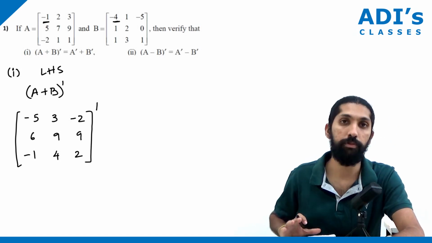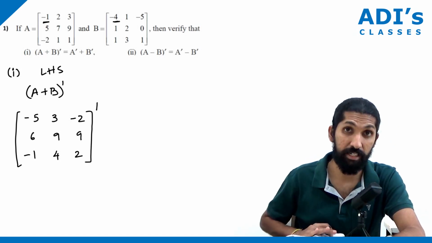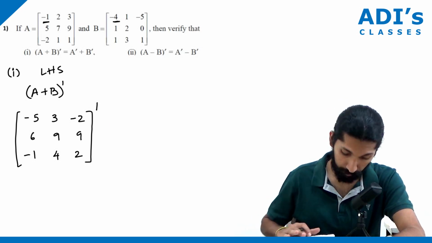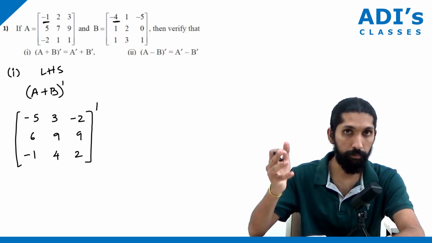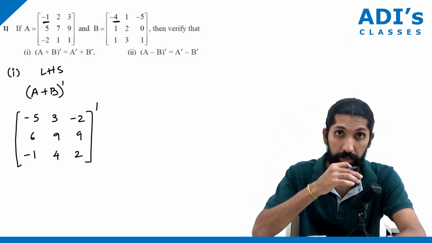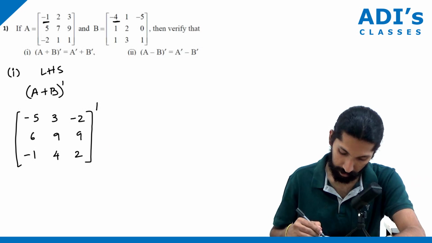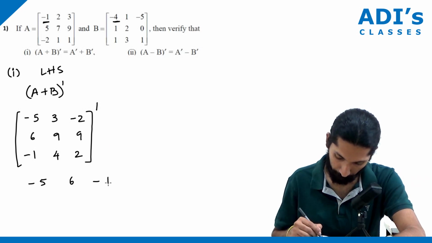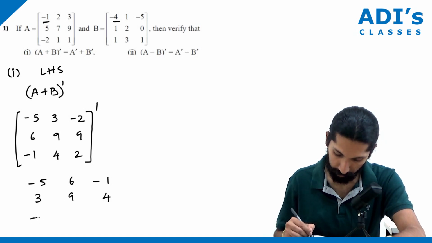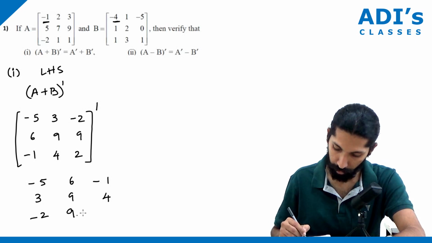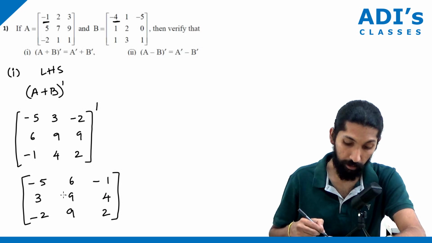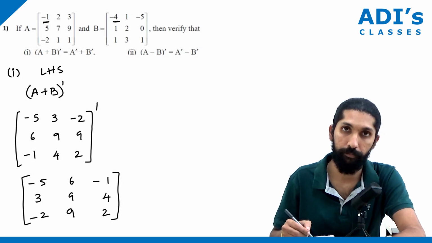This transpose, correct? Or you can say dash. Both of them are the same anyway. So when we do this one, the row becomes the column, column becomes the row, right? So we can write this as minus 5, 6, minus 1, 3, 9, 4, minus 2, 9, 2. See, this is what we have for (A plus B) whole dash.